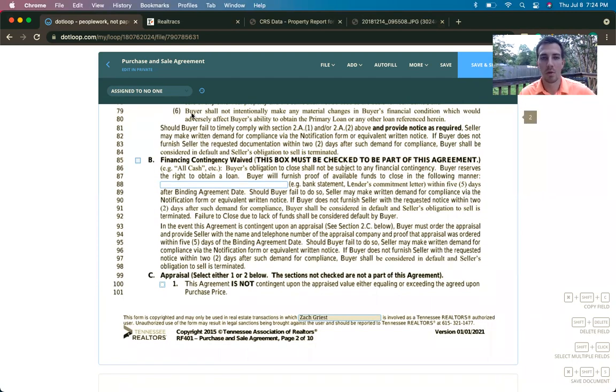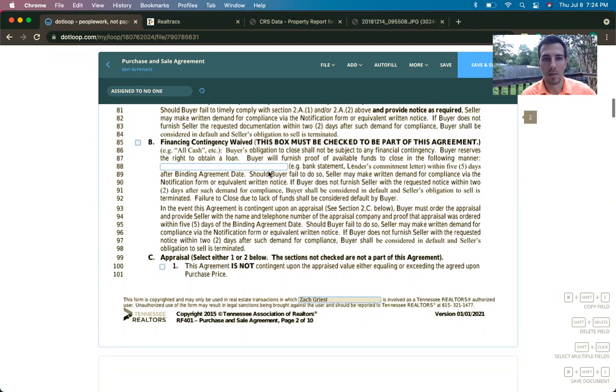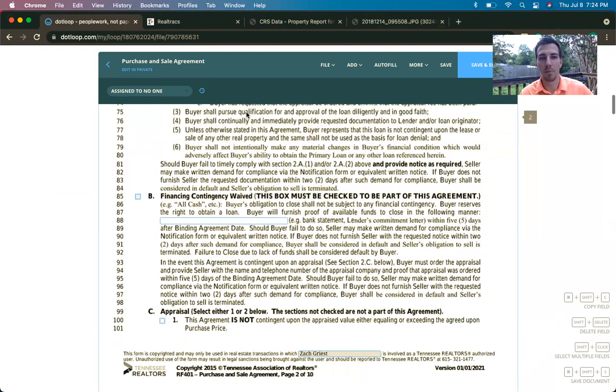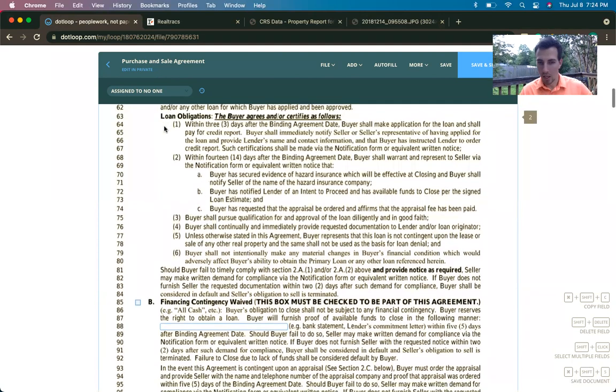Again, line 6 relates to acting in good faith. Buyer shall not intentionally make any material changes in buyer's financial condition. And again, should buyer fail to timely comply with 2.1a or 2A2 and provide notice as required, seller shall make written demand for compliance via the notification form or equivalent written notice. If buyer does not furnish seller the requested documentation within 2 days after the demand for compliance, buyer shall be considered in default and seller's obligation to sell is terminated.